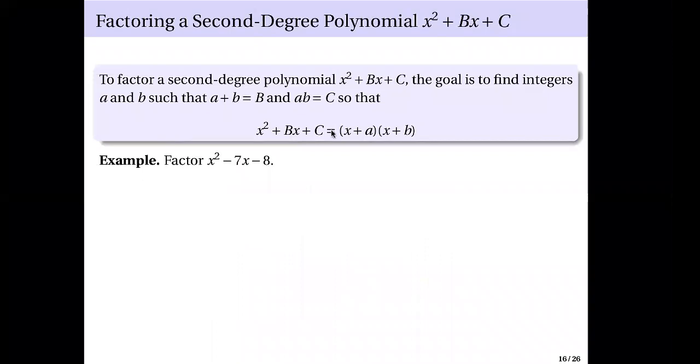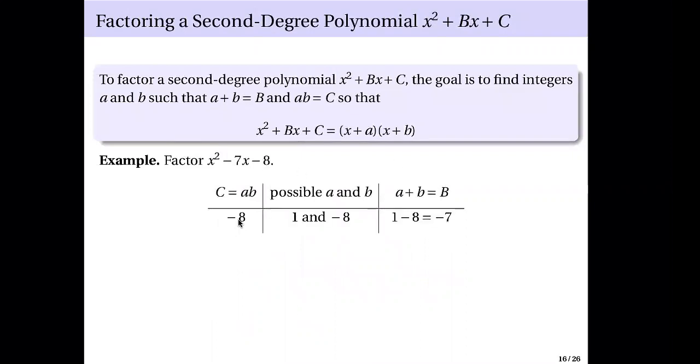So this time, we still do this. Our C is equal to -8. So what are the possible values? You have 1 times -8. That's your -8. Then we check A plus B. So 1 plus -8. In our first try, we are lucky. 1 minus 8 is already -7, the B that we desired. And we are done with the factoring. You don't have to check other factors.